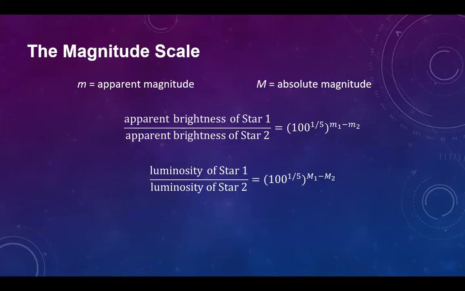So if you have the apparent brightness of star 1 over apparent brightness of star 2, that's 100 to the 1/5, that's magnitude 1 minus magnitude 2. Luminosity of star 1 over luminosity of 2 is this formula. You don't need to know these formulas, but they are the actual formulas. So it's about 2.5 per step in magnitude. It's actually the 5th root of 100.